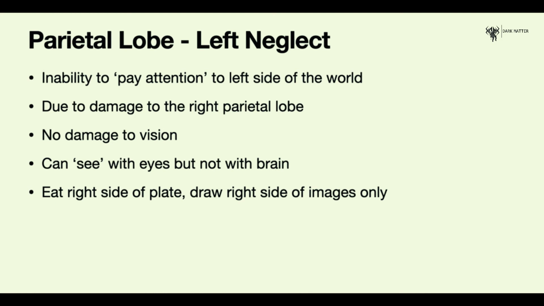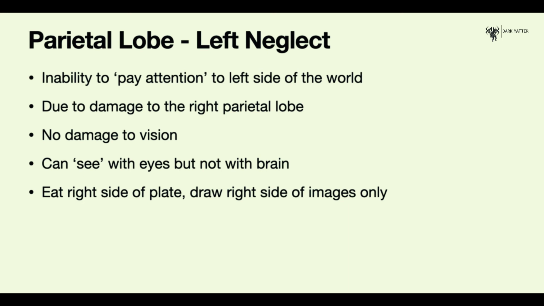The first one is called left neglect, and it is due to damage to the right parietal lobe, which is responsible for spatial information and attention. So people with left neglect cannot pay attention to the left side of the world. Now, it is weird because there is no damage to their vision, so they can technically see with their eyes, but their brain does not really see the left side. So this means that they will often only eat the right side of their plate.